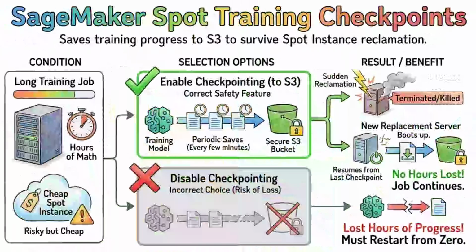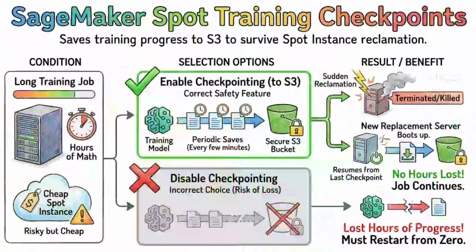If you bravely choose to use cheap spot instances for your lengthy training jobs, you absolutely must enable a critical safety feature called checkpointing. Checkpointing forces the SageMaker training job to constantly save its mathematical progress straight into Amazon S3 every few minutes. If Amazon suddenly reclaims your spot instance and kills the server, checkpointing guarantees that you do not lose hours of expensive mathematical calculation.